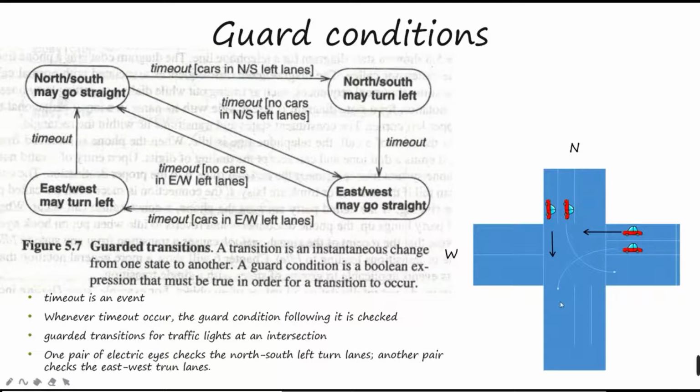In this traffic management system, we need to check whether there are cars in the left lane. So we need some electric eyes installed to check the north-south left lane and the east-west left turn lanes. Maybe we can call it AI-enabled traffic lights.